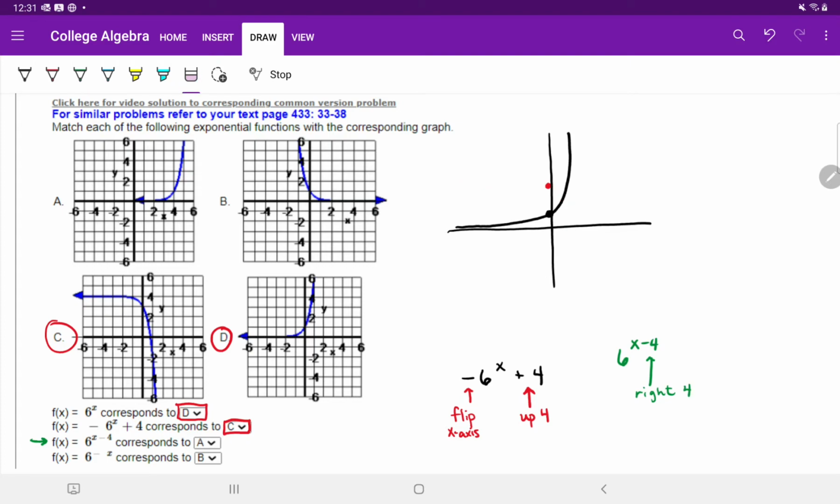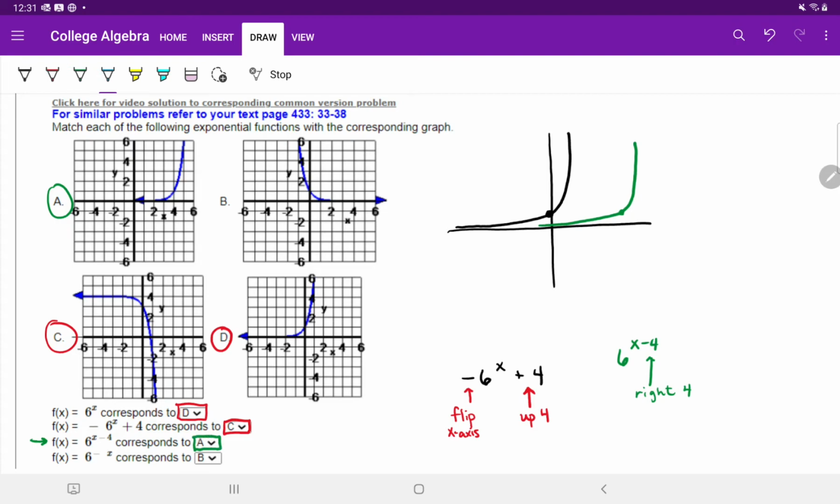So I'm going to erase my previous mark here. And we're going to draw our new one. So start with your parent function, shift it right 1, 2, 3, 4 units, and it should look something like this. It's just shifting it right 4 units. So it looks like our option here is A. We get A as our answer for this one.